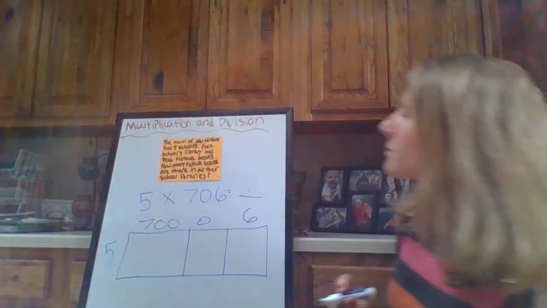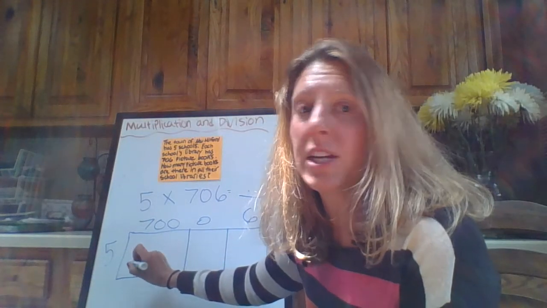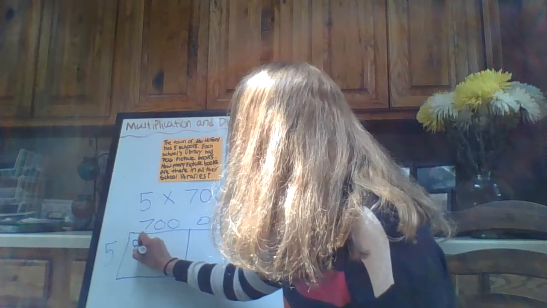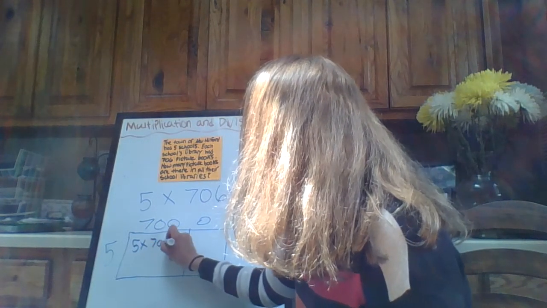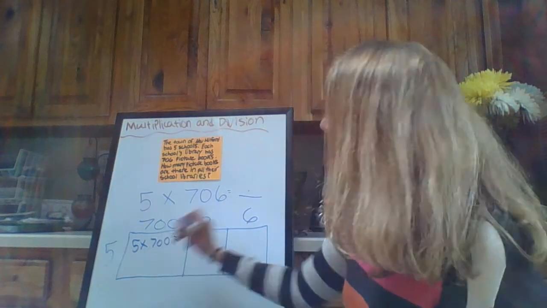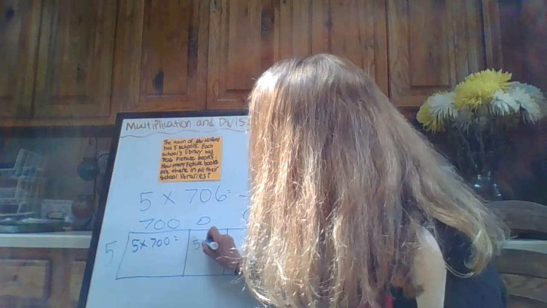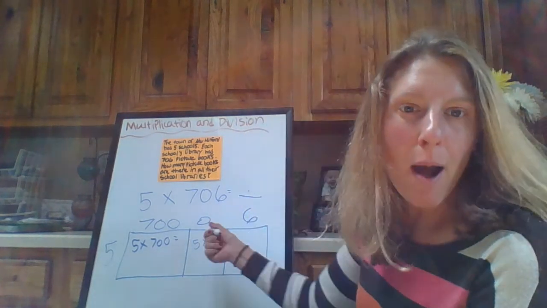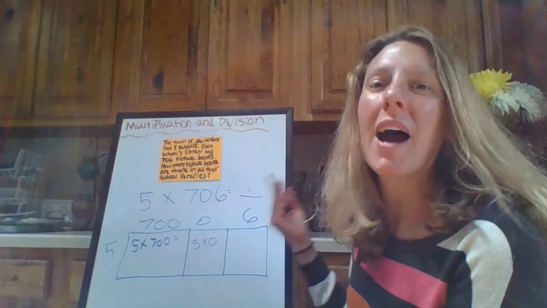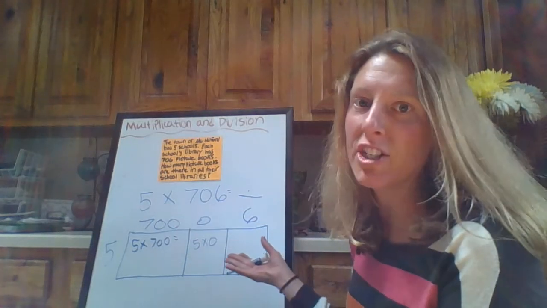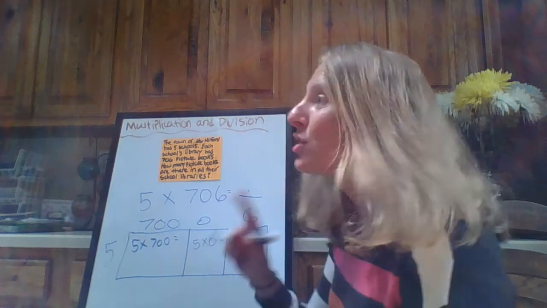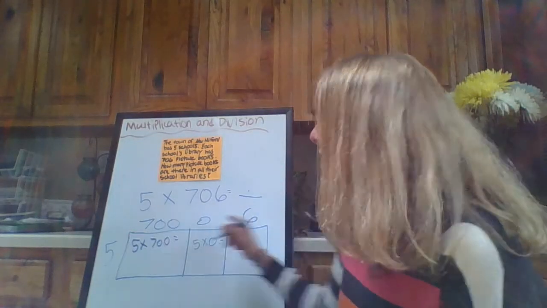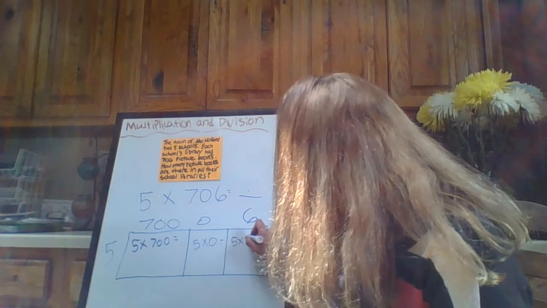Okay? So now I'm going to write my equations. 5 times 700 equals blank. 5 times 0, which we know is 0. We probably didn't even need to put this box, but I like to do it just because it's the strategy. I know that. And then 5 times 6.